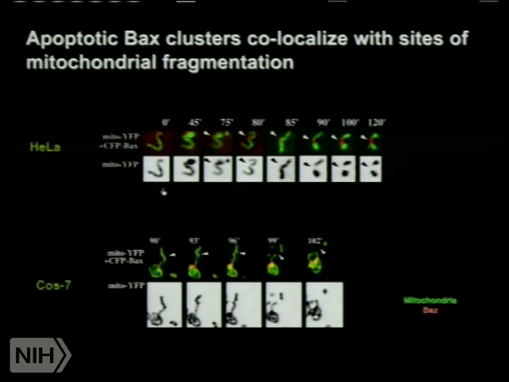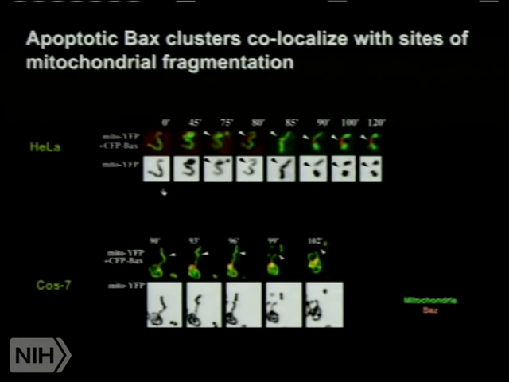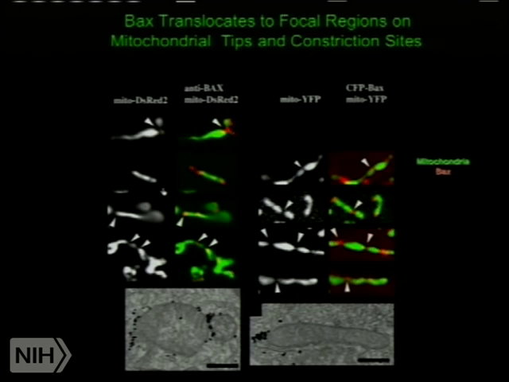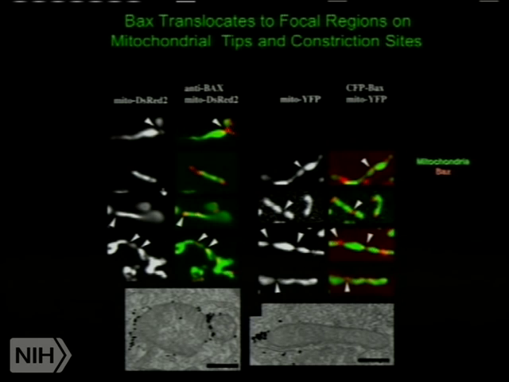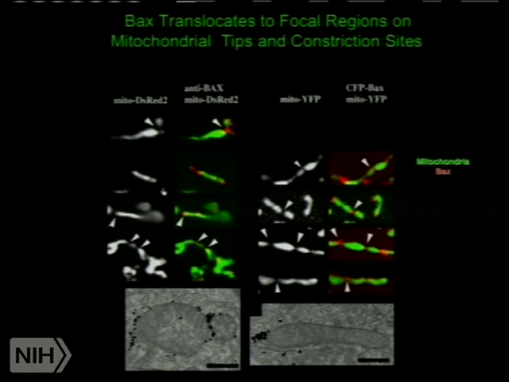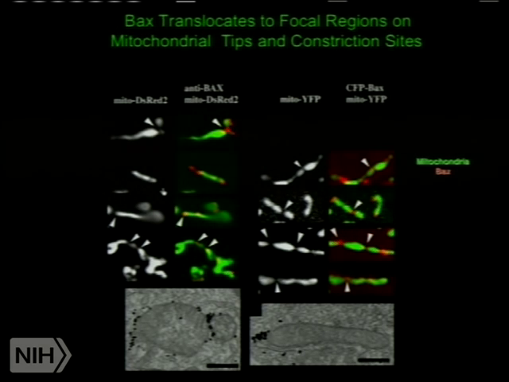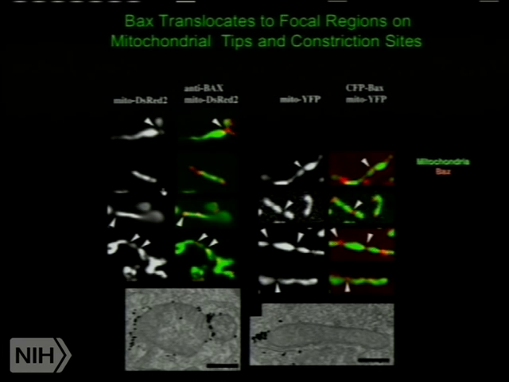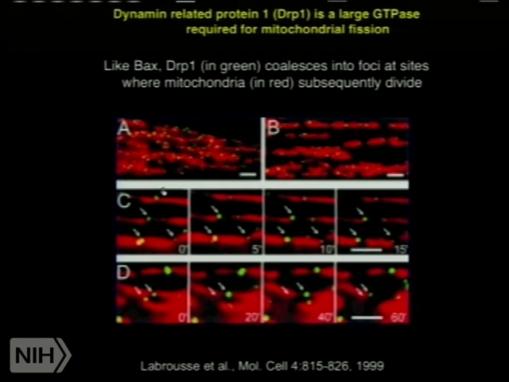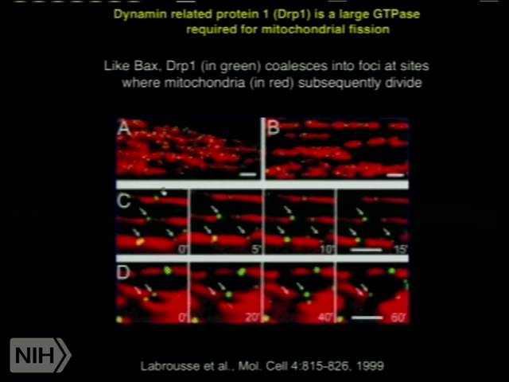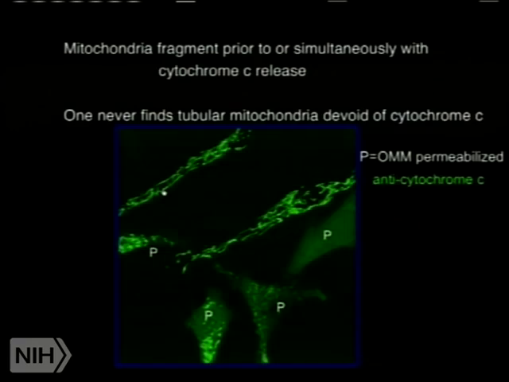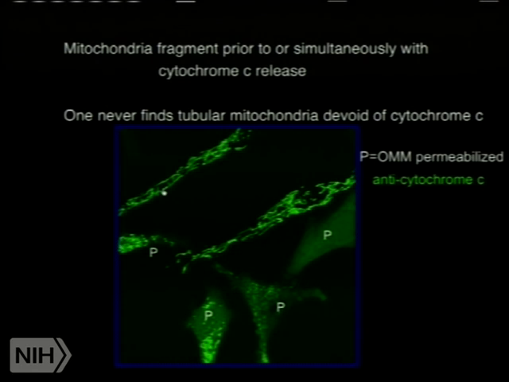Remember those old division sites? And there's BAX on the tips. Here's some more static images and some EM images showing that this BAX, this BAX going to mitochondria, assembles at the tips or constriction sites of the mitochondria. You can also see this by immuno-EM. And remember these images of DRP I showed you, where DRP is going to focal spots on mitochondria that assemble at constriction sites and become division sites? Well, these co-localize with BAX. So BAX is going to these DRP sites.